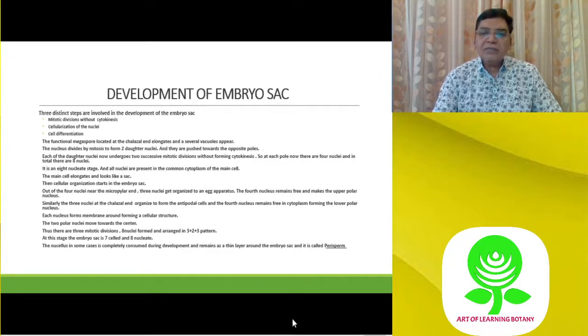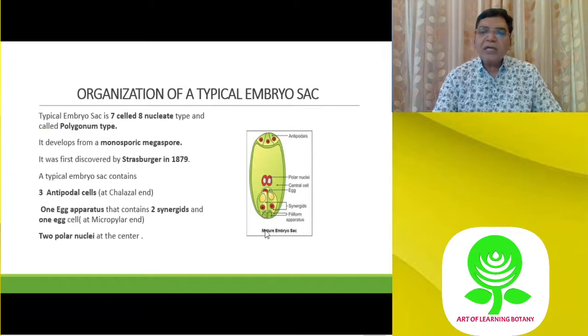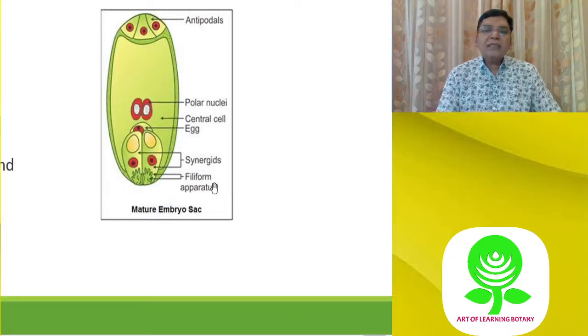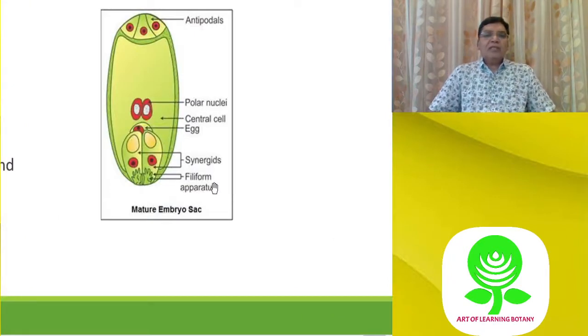So here is the description of how it is formed, which I have already explained. Now it is the organization of the embryo sac. When it is fully differentiated, you will find the organization. The antipodals are those nuclei or cells that remain towards the chalazal end. Each one is haploid, and the antipodals are ephemeral. After fertilization, they degenerate.